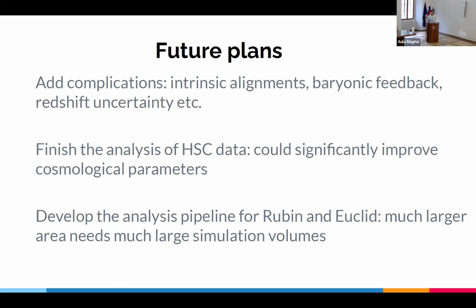And then, of course, once this is done, one should think about how to develop the analysis pipeline for larger surveys such as Rubin and Euclid. The challenge with this is that we are already at the limit in terms of our N-body simulations. The HSC fields, as I've shown you earlier, are of order less than 100 square degrees. But the future data will be thousands or even 10,000s or even more, 20,000. And so we need larger simulations while still preserving the resolution that we have. This is a challenge for the future, in terms of scaling up the N-body simulations.